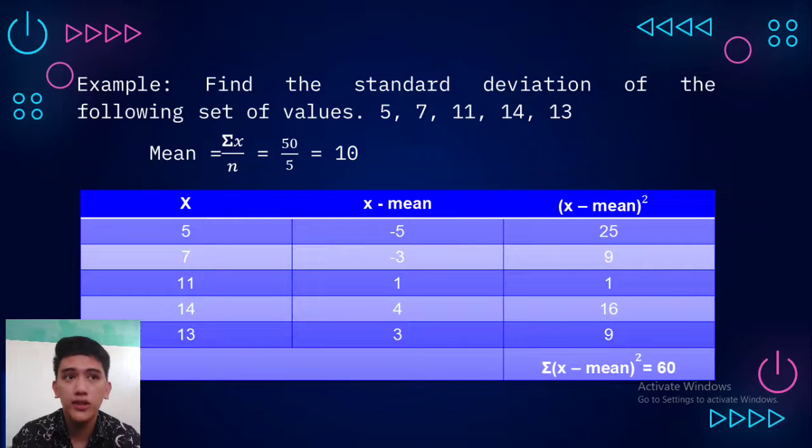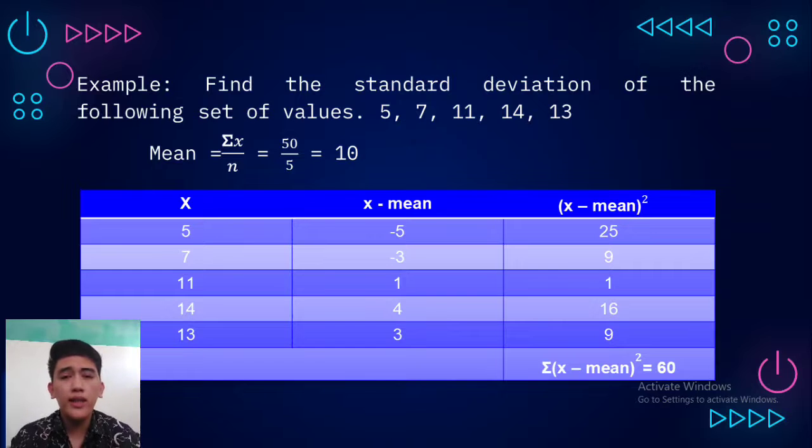Then 7 minus 10, negative 3. 11 minus 10 is 1. 14 minus 10 is 4. 13 minus 10 is 3. Then, sa sunod, dahil dun sa formula nga natin is may i-squared pa natin yung sa x minus mean. Negative 5 squared is equal to 25. Negative 3 squared is equal to 9. 1 squared is equal to 1. 4 squared is equal to 16. 3 squared is equal to 9.